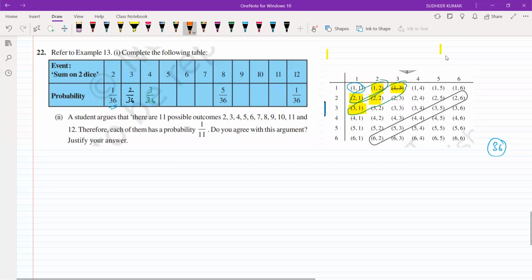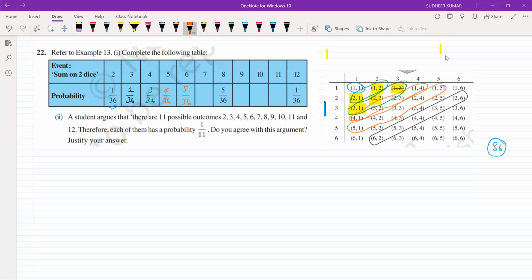And the next one is 5. We need 1, 4; 2, 3; 3, 2; and 4, 1. So how many are there totally? 1, 2, 3, 4 possibilities. So 4 by 36. Next, 1, 2, 3, 4, 5. You have to write these stepwise. So this is 5 by 36.